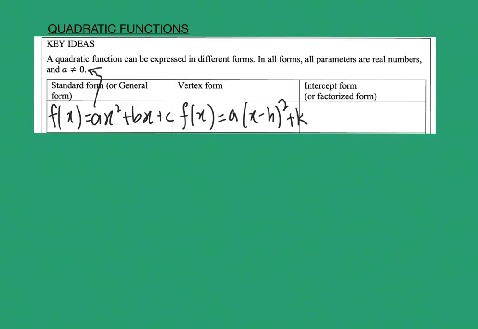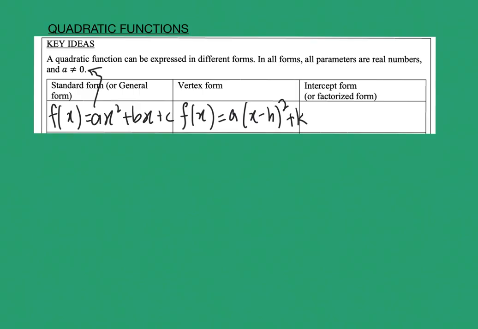So if we want to look at the general form, when a is positive and when a is negative, you can see that when a is positive, it's like a smiley curve, and when a is negative, it's like a sad curve. So when a is positive, this is a minimum, and when a is negative, this is a maximum.